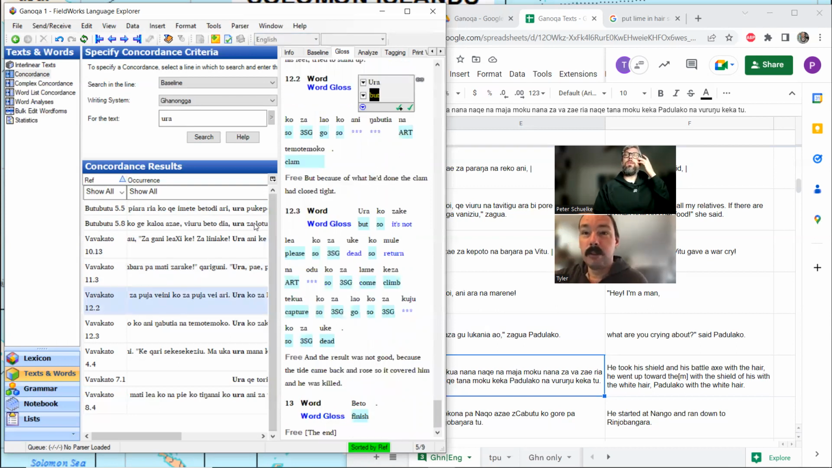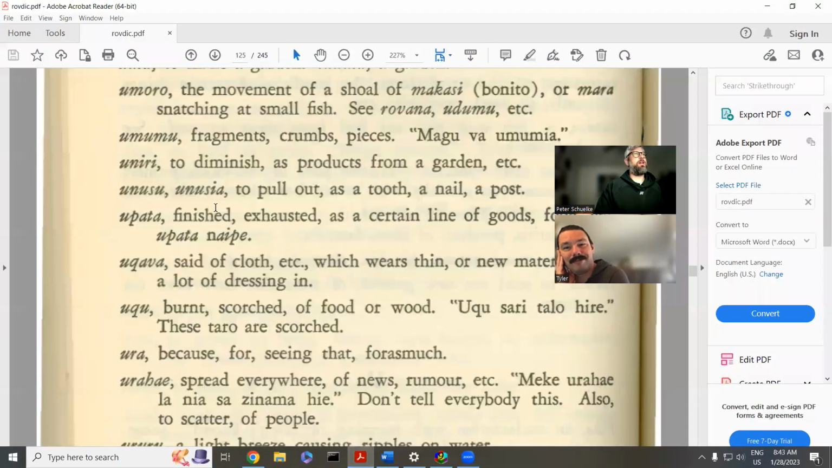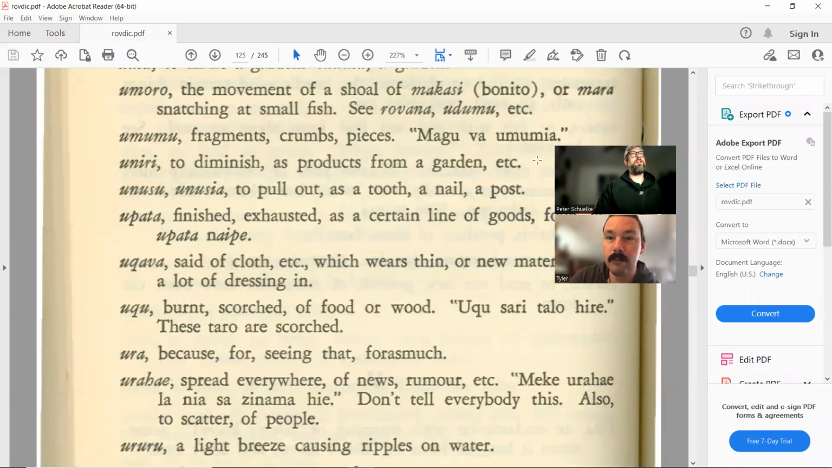Well, you know, we're negotiating across languages that use these conjunctions very differently. So but works okay for that one. Because of what he'd done, the clam had closed tight. I think we could be looking at a speaker difference, usage in these idiolects, the two storytelling. Agree. So we'd already solved Uda, but it was still cool to see it in the Roviana dictionary. And I wouldn't say we've totally solved it.